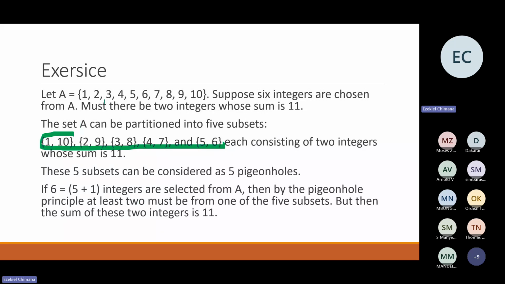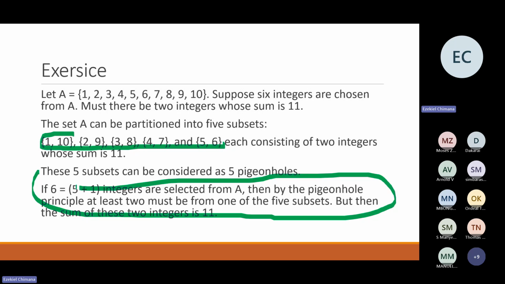So you need just to make pairs of these numbers which will give you the sum of 11. And then from there, you can pick the 6 numbers from this one, and then you prove that it is going to give you 11. So maybe what is important is just this explanation, that's the explanation that you have to give. So if the 6 integers are selected from this set A or from these subsets, then by the pigeonhole principle, at least 2 must be from one of the 5 subsets. But then the sum of these 2 integers is 11. Hence proven. Just like that.